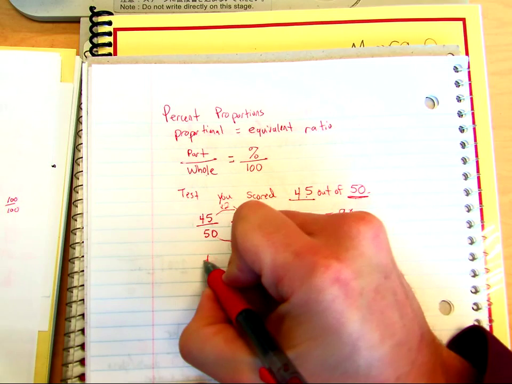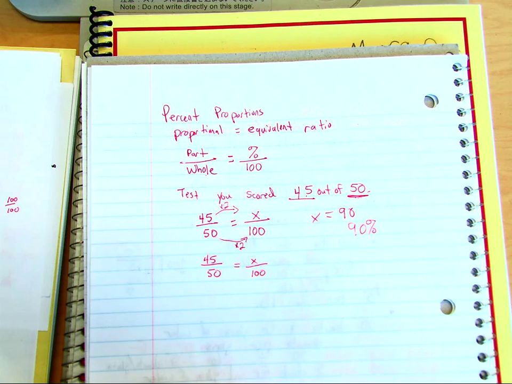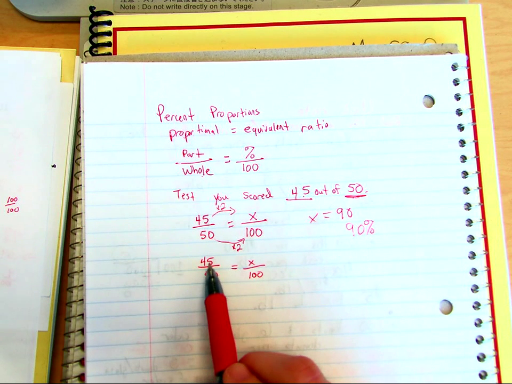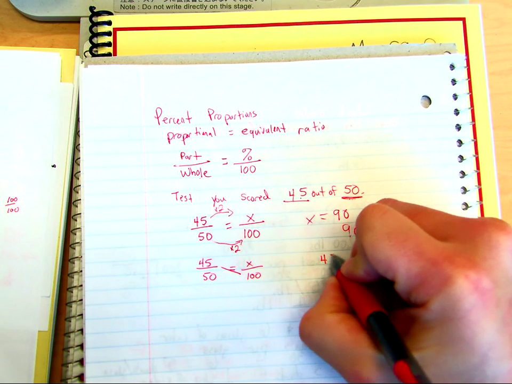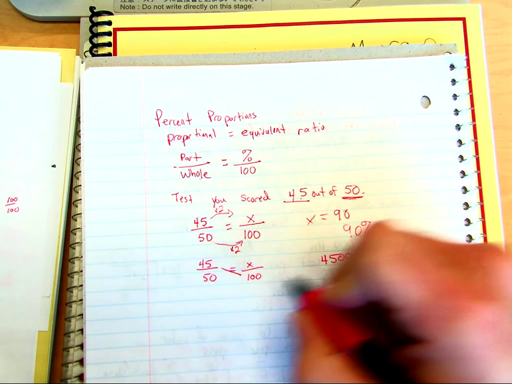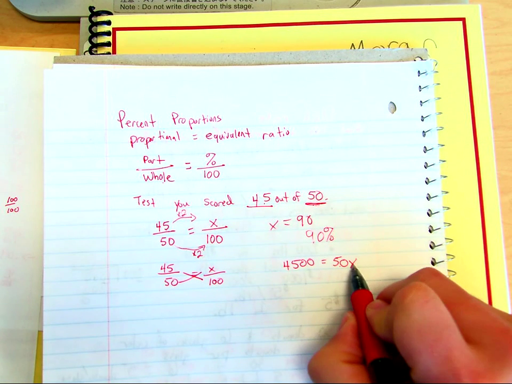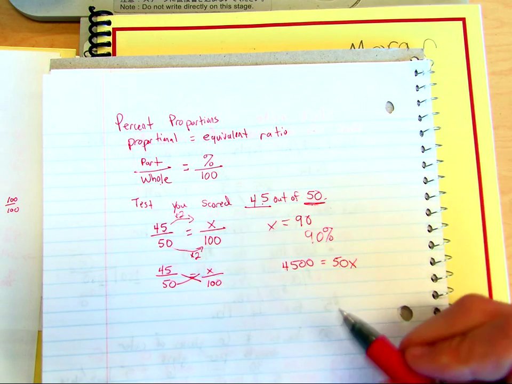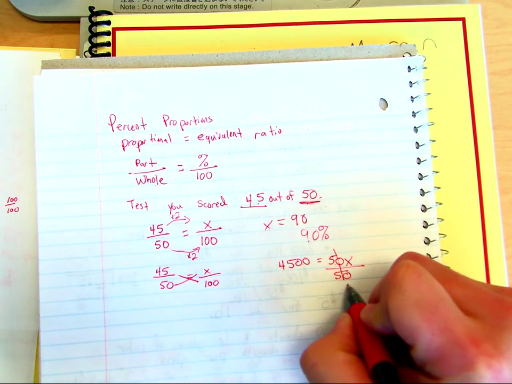A different way you could go at the same problem would be how you solve proportions, and to do that the cross products are always going to be the same. So 45 times 100 is 4,500, and 50 times X is 50X. So now this is saying 50 times something is 4,500. I don't know what that is, so I have to do a division problem to figure it out.